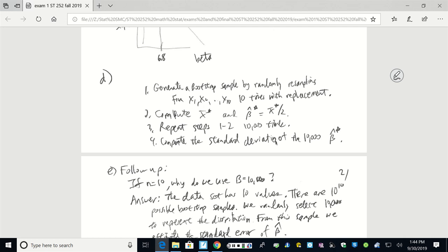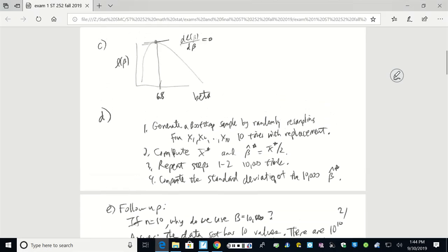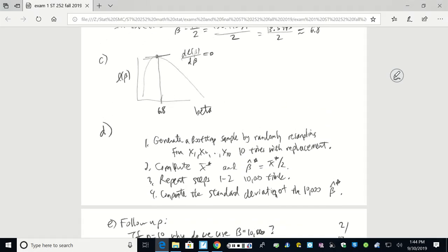I didn't put it on there, but I thought it was a follow-up. If the sample size n is 10, why do we use 10,000 bootstraps? So let's just think about that. There's this little n and capital B, right? Sample size and bootstrap sample size, or bootstrap numbers. Why do we make it so big? What does the bootstrap try to do for us?